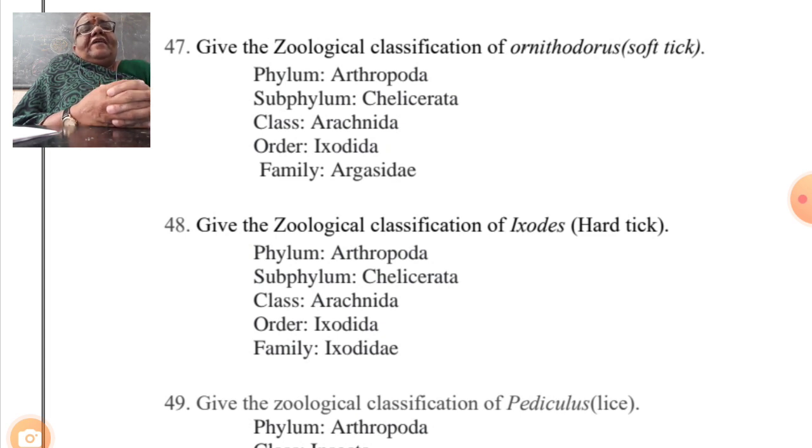This soft tick, Ornithodorus, belongs to the phylum Arthropoda, that is the largest phylum under invertebrates. Subphylum Chelicerata. Okay. Then class Arachnida. Arachnida is the one to which the spiders belong.